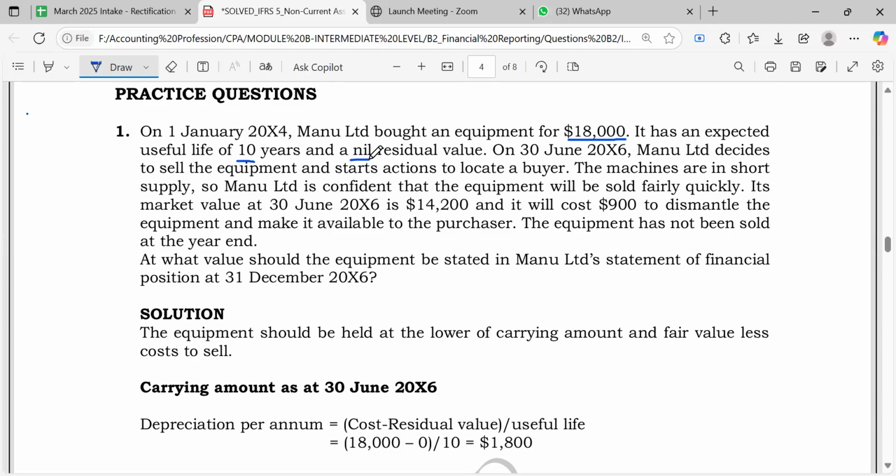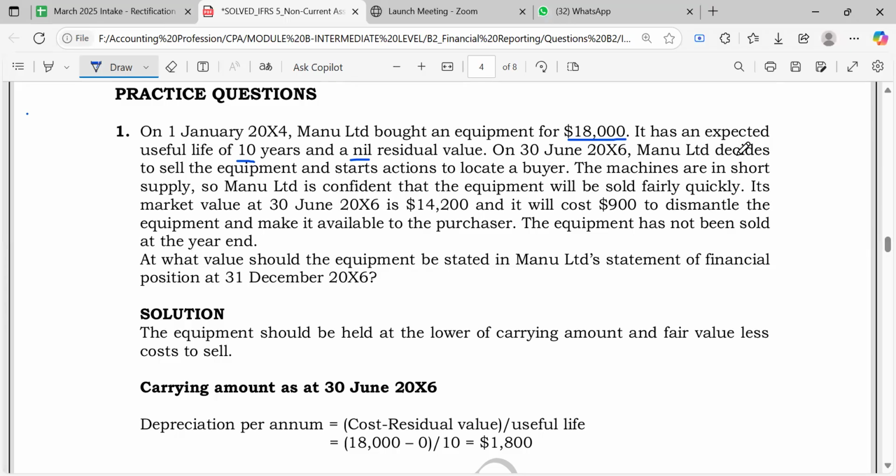Two years, 6 months. And so we are told Manu Limited decides to sell the equipment and starts actions to locate a buyer. You see that? You could say management is committed to a plan.